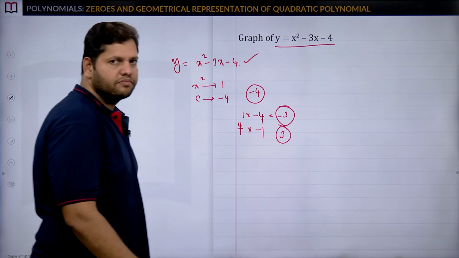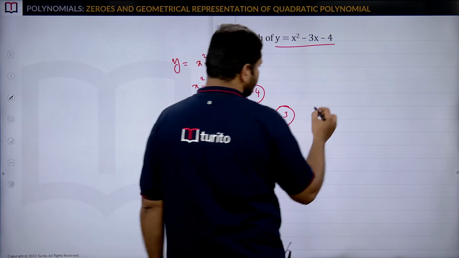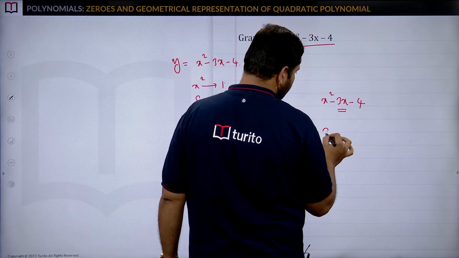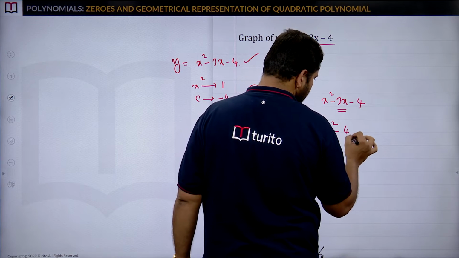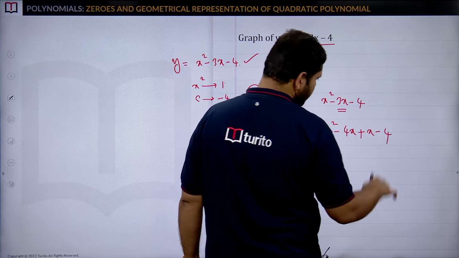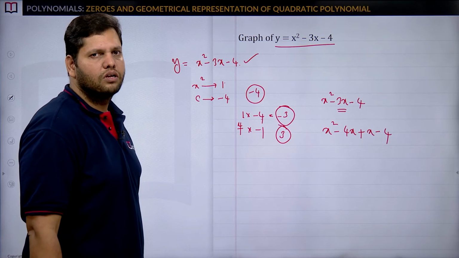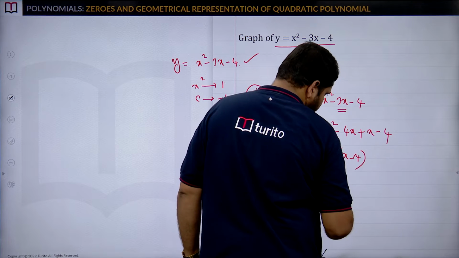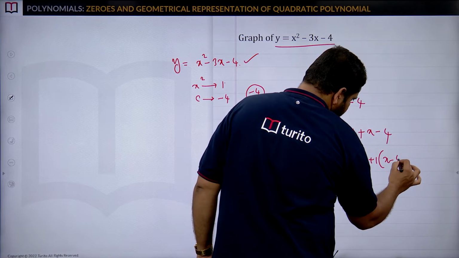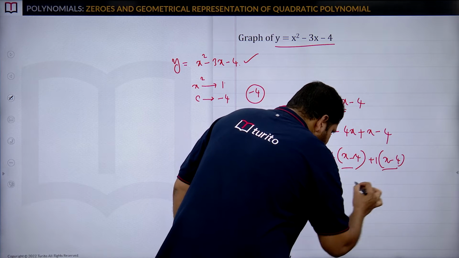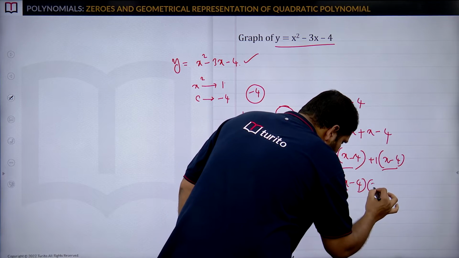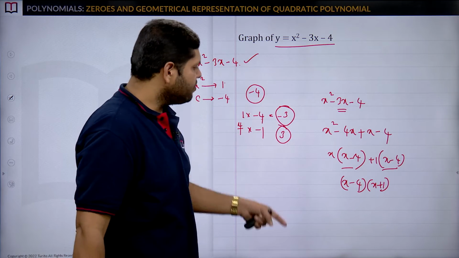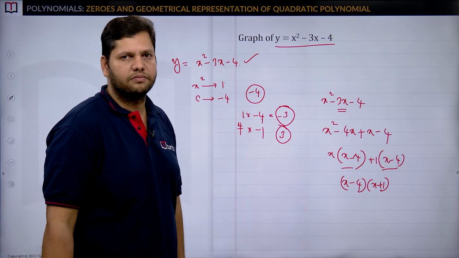The suitable combination is 1 into minus 4. So what am I doing, children? x square minus 3x minus 4. I am splitting this: x square minus 4x plus x minus 4. Now children, can you take the common term? If I take x common, this is x minus 4. If I take plus 1 common, this is x minus 4. So overall, x minus 4 is common, and I will get x plus 1. So the factorization of this polynomial is x minus 4 into x plus 1, isn't it?